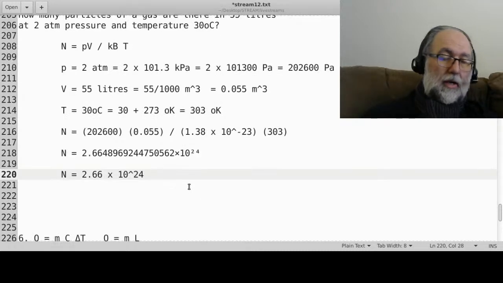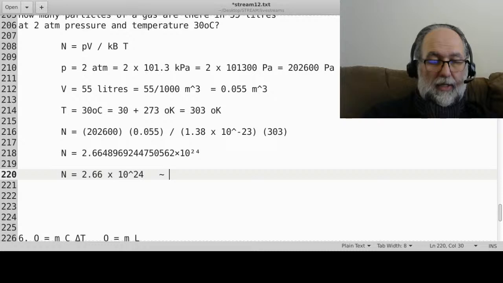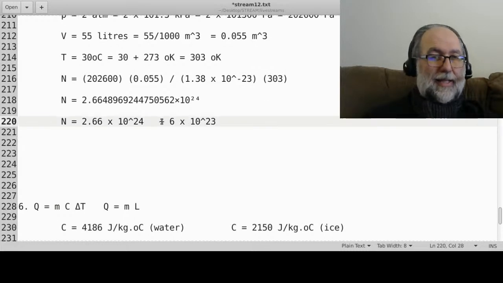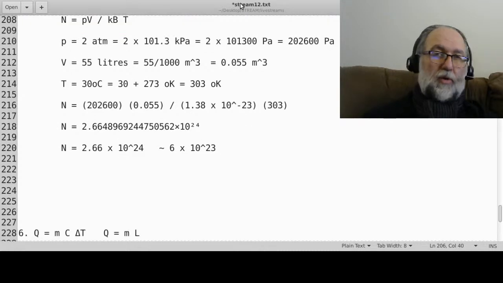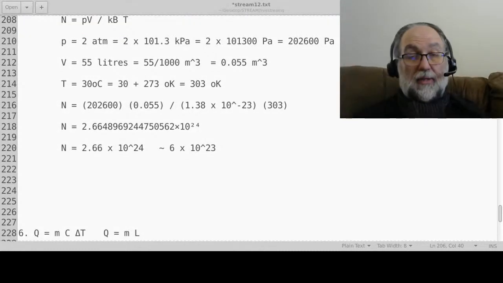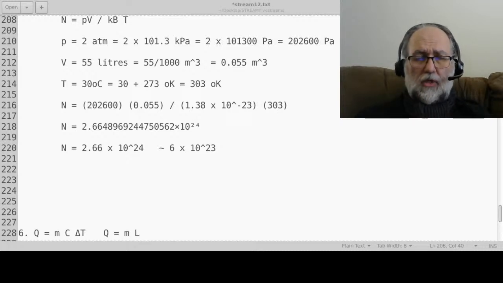Now remember, Avogadro's number is like 6 times 10 to the 23. Now it's not going to be exactly that because I just made up those numbers. But whenever you're asking a question about a macroscopic number of particles, atoms or molecules, you're expecting something in the vicinity of 10 to the 23, 10 to the 24. And there you go. So it's 2.66 times 10 to the 24. Whatever the atoms are. You see here in the chat. Okay, we're good. Let's do another one of these problems.